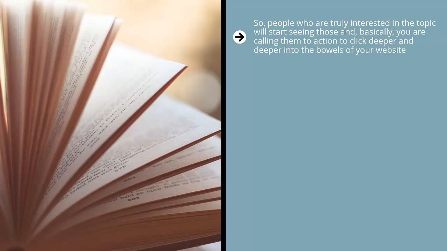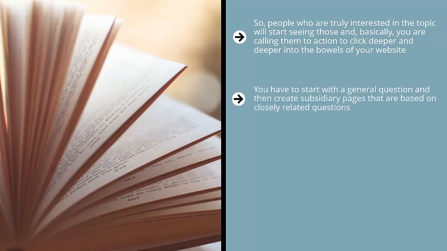Compare this to basically just random interlinking where you go from one page to just another regular page, which may not be all that related. You're not going to be building authority. People are just going to bounce out of that page because that's not the information they're looking for. You have to start with a general question and then create subsidiary pages that are based on closely related questions, and this maintains the interest of the person and then actually amplifies their desire for a specific product or solution later on. That's how you build trust and credibility at the same time.